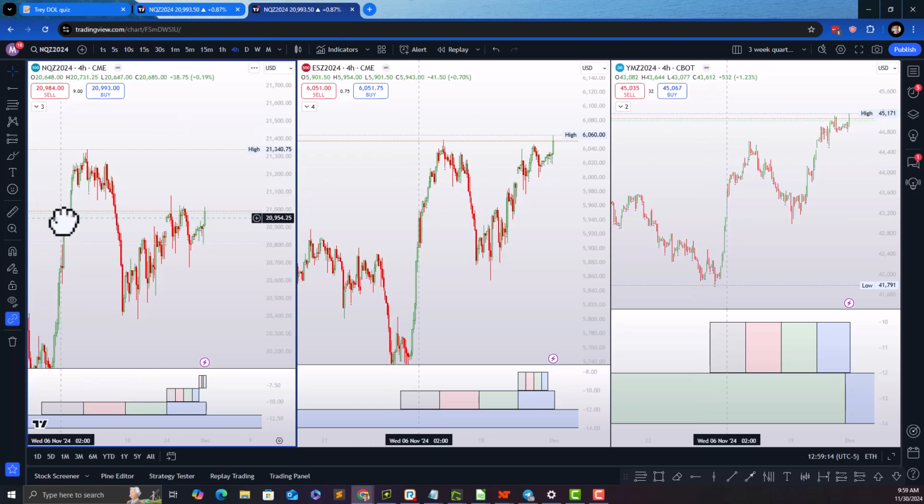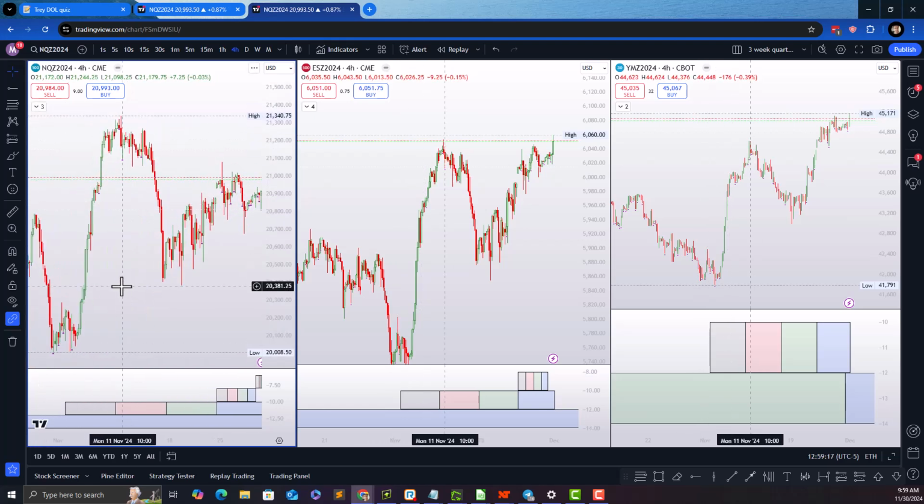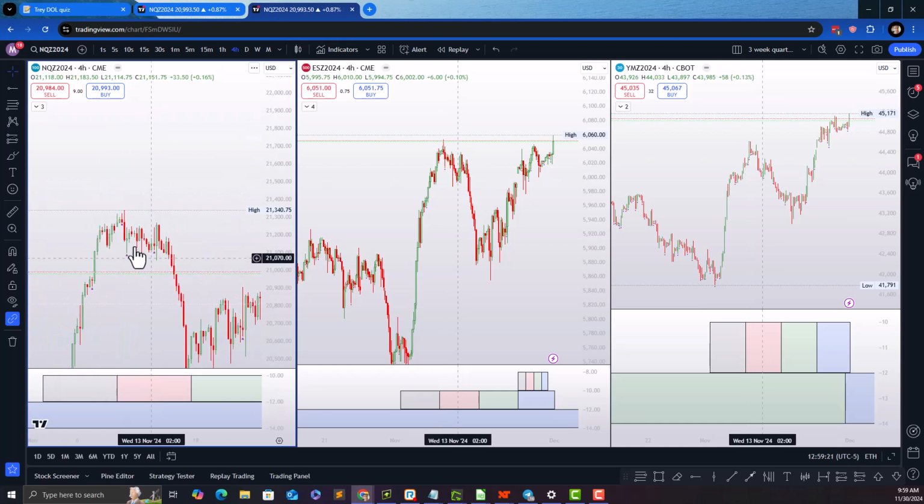And I have a template saved, TDO. That means True Daily Open. I'm going to change it here to November True Open. I'll show you as well how to plot it on ES.